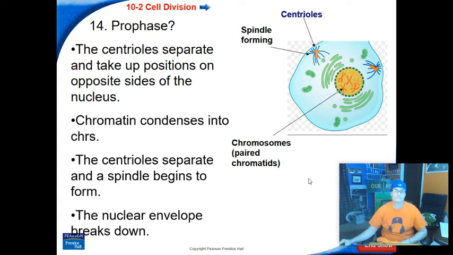Remember, when we have the X's, we refer to them as 2 sister chromatids, but each chromosome is made of 2 sister chromatids. So here, all the way up to anaphase, we refer to these as sister chromatids. Moving ahead.